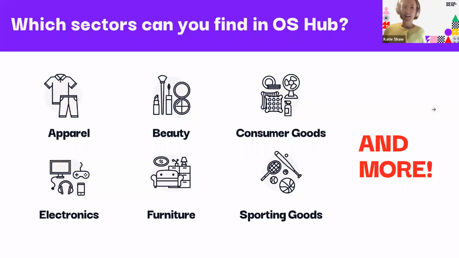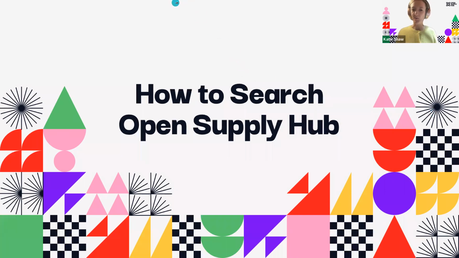Moving on to the next slide. Just a brief moment to talk about which sectors you can expect to find in Open Supply Hub. The sectors you see on the screen now are those on which we focused our initial outreach, some of which, such as beauty or sporting goods, are very natural extensions of the apparel sector. We now accept data for these sectors: apparel, beauty, consumer goods, electronics, furniture, sporting goods, and more. With that, I will hand over to Hannah, who's going to do a quick demo of how to search Open Supply Hub.